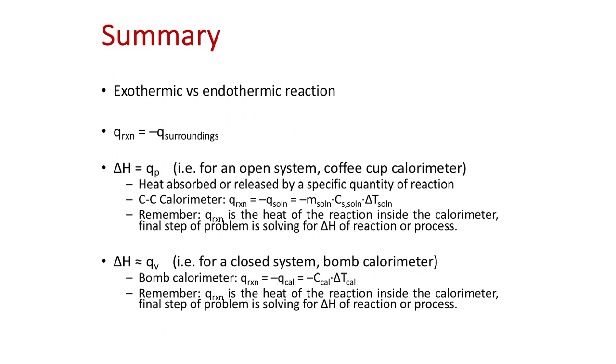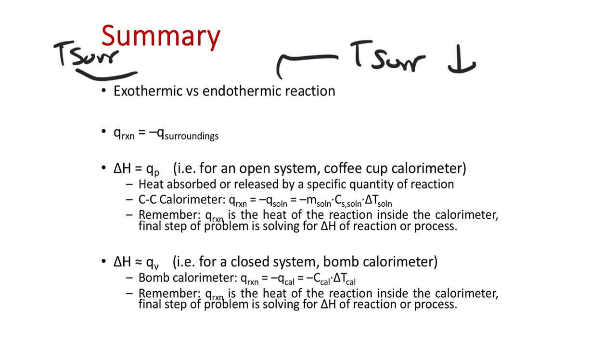Endothermic reactions do the opposite. They absorb heat from the surroundings, so the surroundings' heat is dropping, the temperature of the surroundings drops. So the temperature of the surroundings for the exothermic reaction is increasing. We have this basic relationship: the heat change of the reaction is the opposite of the sign of the surroundings.